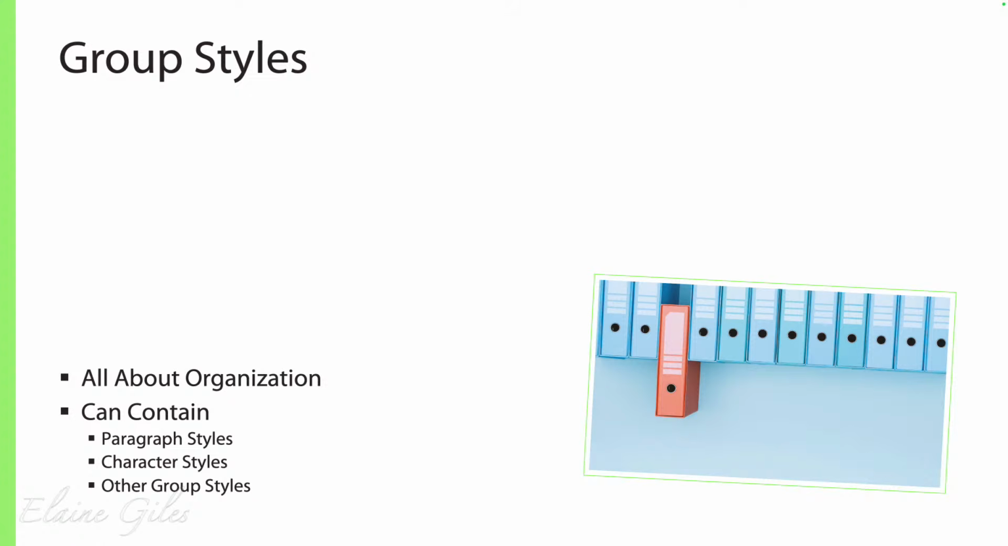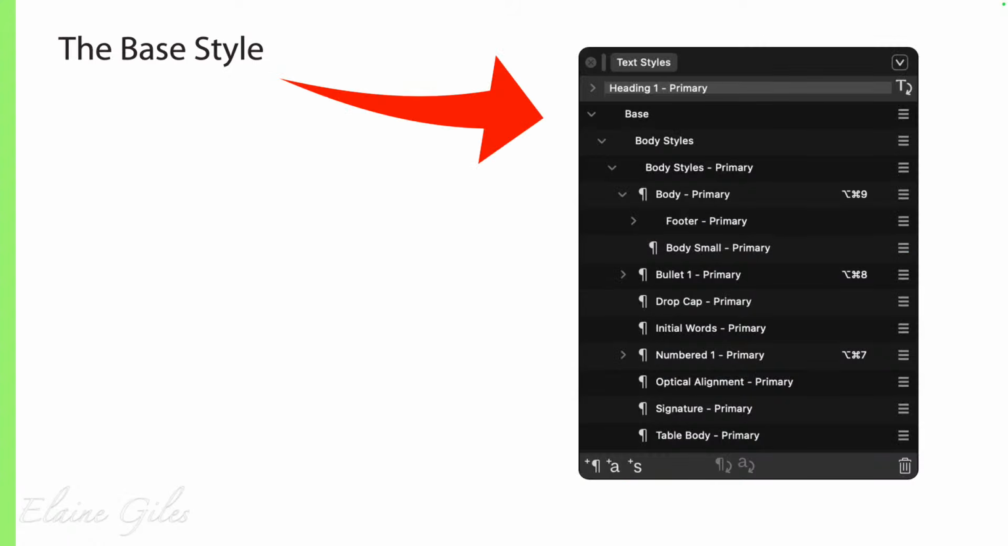Now, possibly the most important style, because it's there by default, you don't need to use it, you don't even need to have it, is the base style. Now, these styles that we're looking at here are not the default ones, but there is a base style at the top. Now, your style panel may not look like that. I will explain that when we go into Affinity.